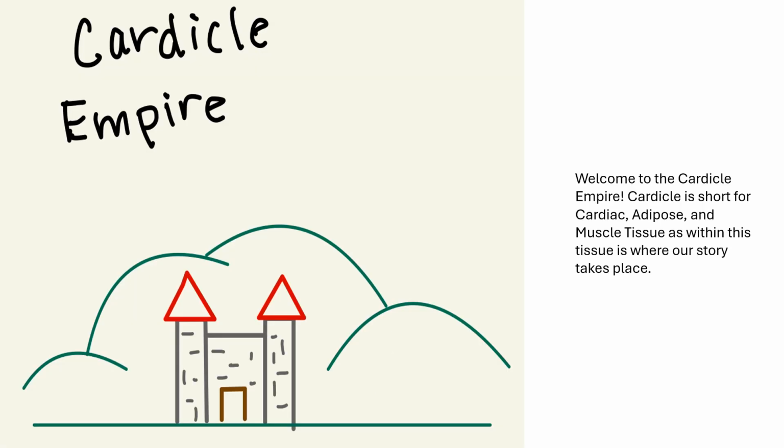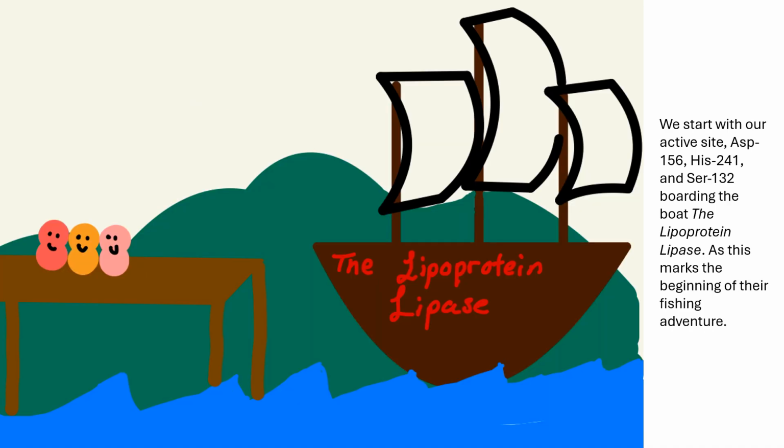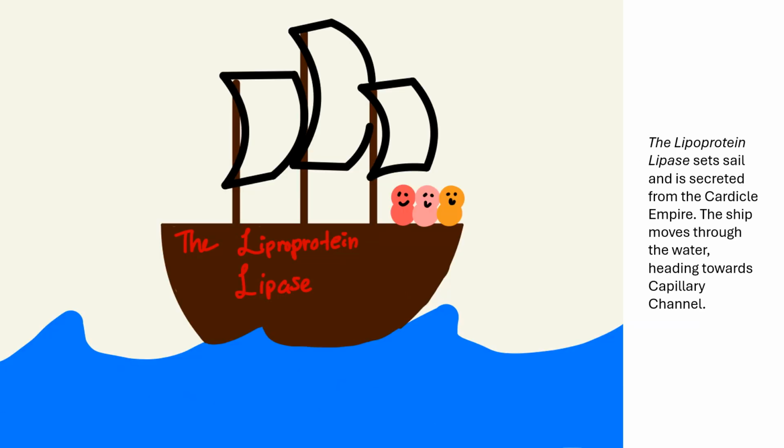Welcome to the cortical empire. Cortical is short for cardiac, adipose, and muscle tissue, as within this tissue is where our story takes place. We start with our active site, aspartate, histidine, and serine, boarding the boat, the lipoprotein lipase, as this marks the beginning of their fishing adventure. The lipoprotein lipase sets sail and is secreted from the cortical empire. The ship moves through the water, heading towards capillary channel.